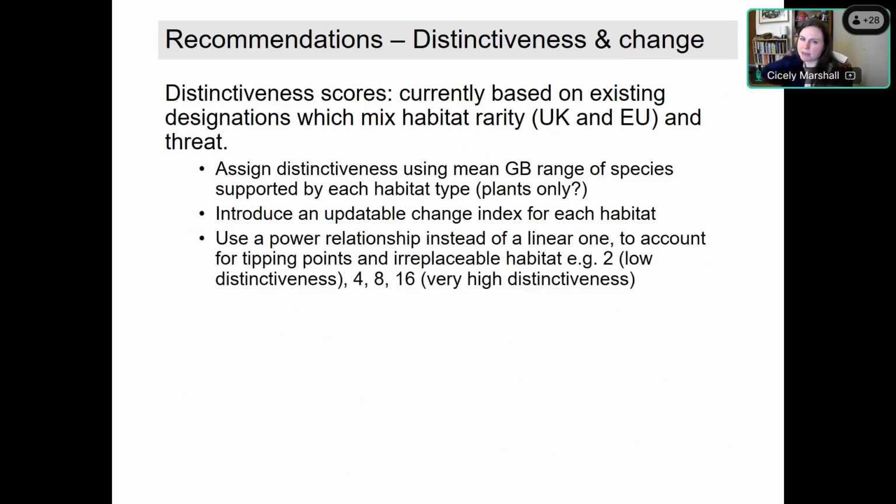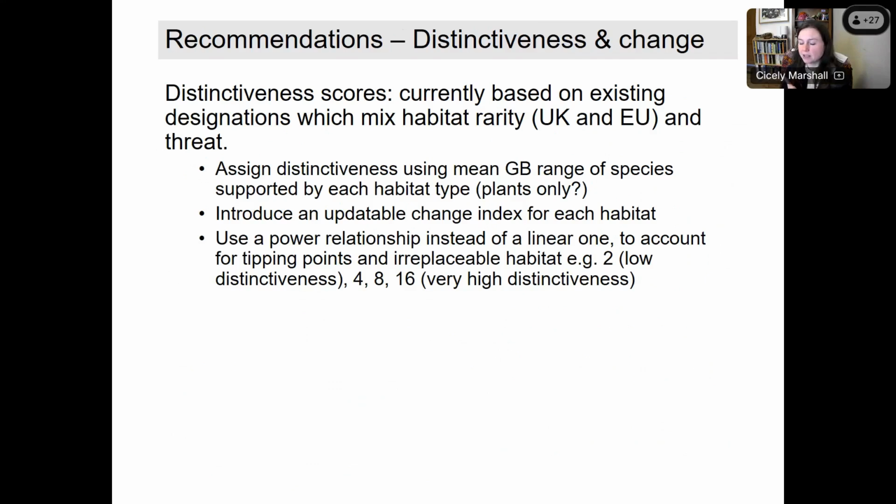So we made specific recommendations to improve the distinctiveness scores, condition scoring, and habitat trading rules. The distinctiveness scores are currently based on a mix of existing designations, which mix together habitat rarity, both in the UK and in the EU, and threat. So, for example, the proportion of habitats that are represented in SSSIs, alongside European red-listed habitats, are all kind of mixed together to put habitats into these 4 categories of distinctiveness.